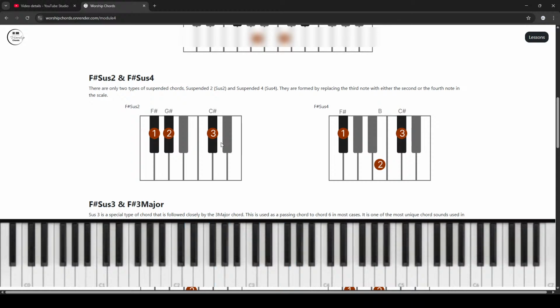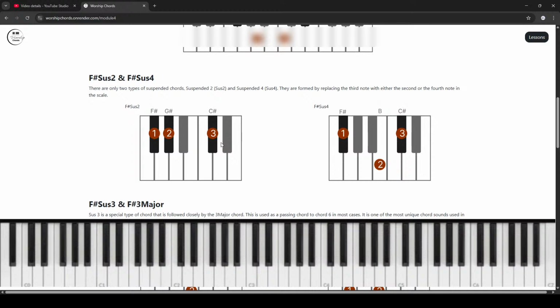So let's look at another example. A song like This Is the Time. So there is that part. We worship you in spirit and in truth. So you find that instead of entering 5 direct, you use suspended 2 first, and then you enter 5. So that's how you use suspended 2.